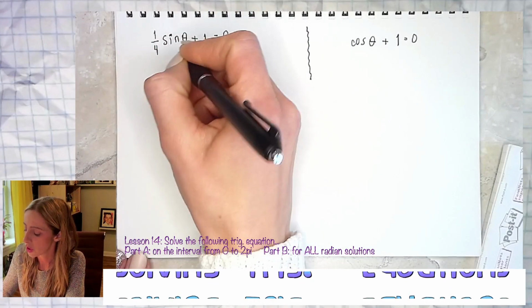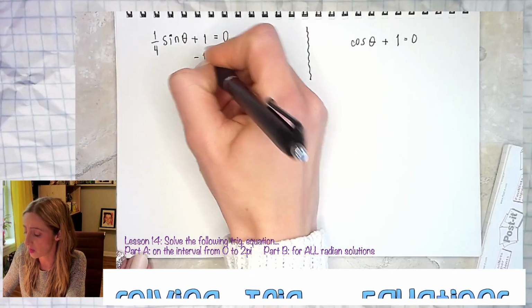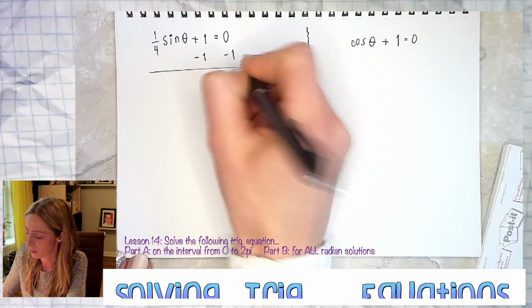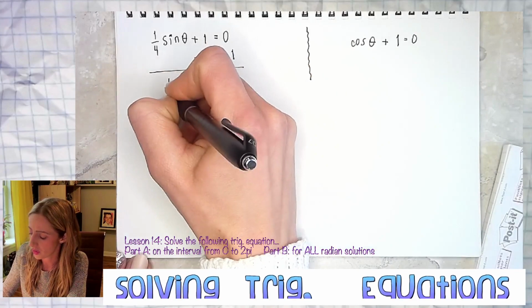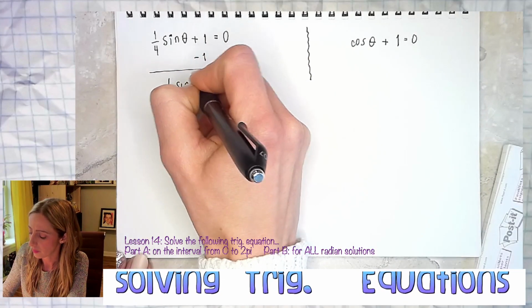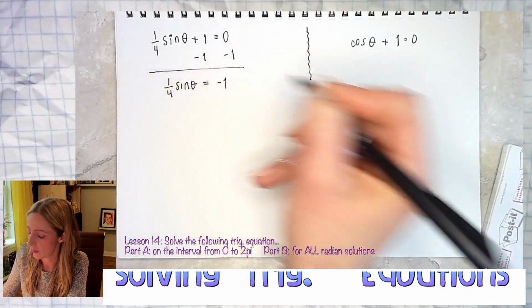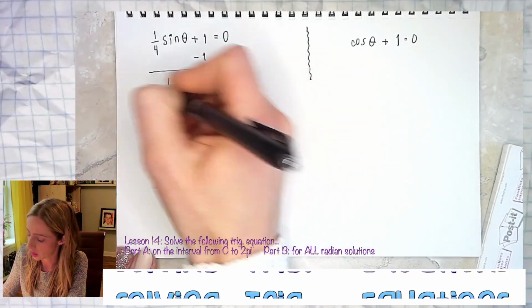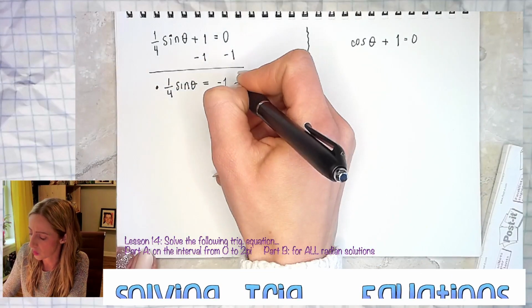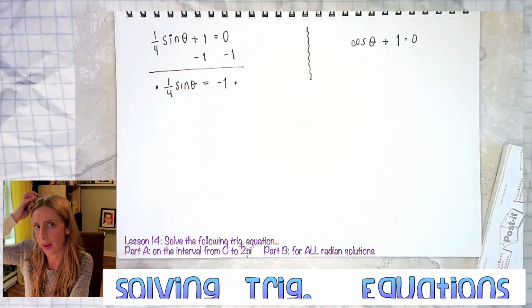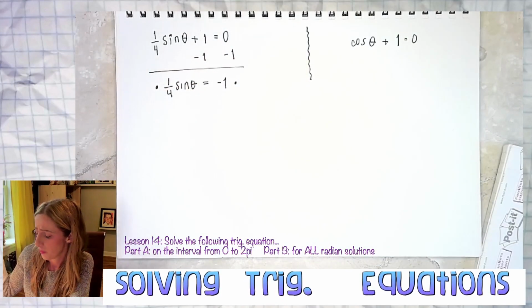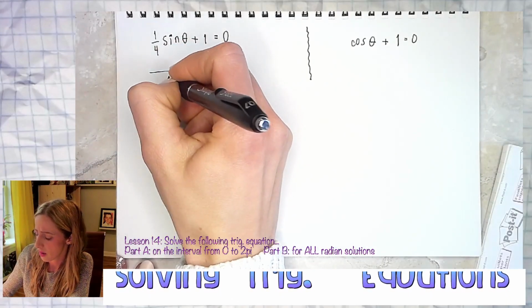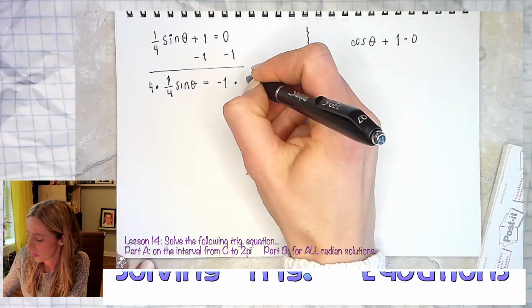Okay, thanks. So we're going to solve for theta. I'm going to start off by subtracting 1 from both sides. Classic. 1/4 sine theta equals -1. Now, we still have to try to get theta alone. How do I get theta alone? I'm going to multiply both sides. What do you think we should multiply both sides by to get rid of a 1/4? We would multiply by the number 4, the reciprocal.